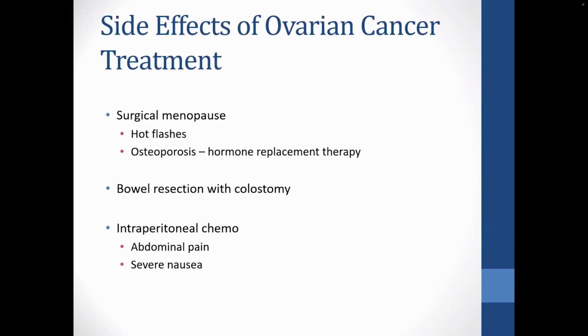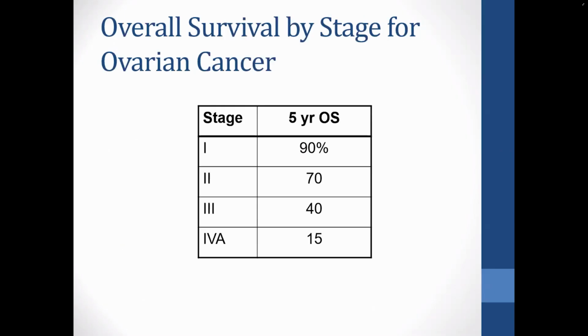Side effects of ovarian cancer treatment: surgical menopause that may result in hot flashes and osteoporosis. Patients who undergo bowel resection will need a colostomy, and intraperitoneal chemo may result in abdominal pain and severe nausea and vomiting. Listed here is the overall survival by stage for ovarian cancer.